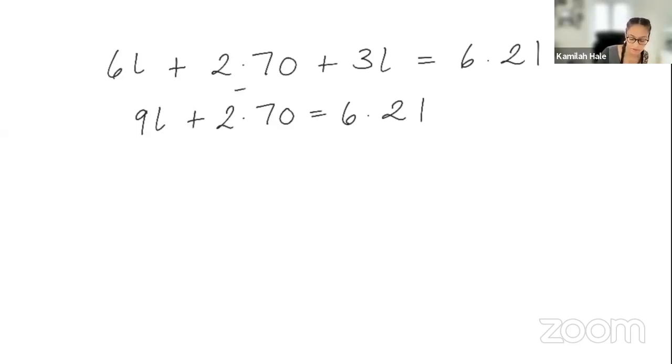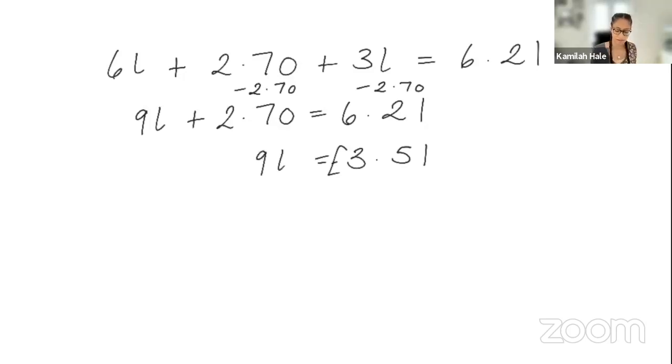And I want to get rid of the £2.70. I have to do the same thing to both sides. That gives me £3.51. Cheated by writing my working out earlier. We have 9L. So 9L is £3.51. Now I want to get rid of the 9. So I'll divide both sides by 9. And you can do that. I'll give you a second just to do the division if you'd like to. You should get 39 pence.